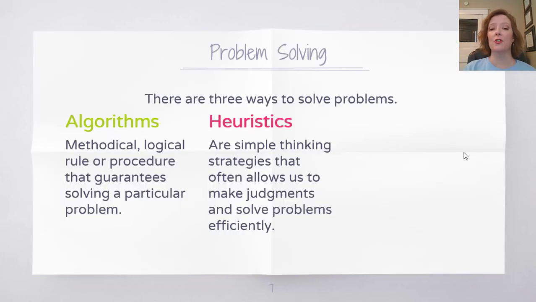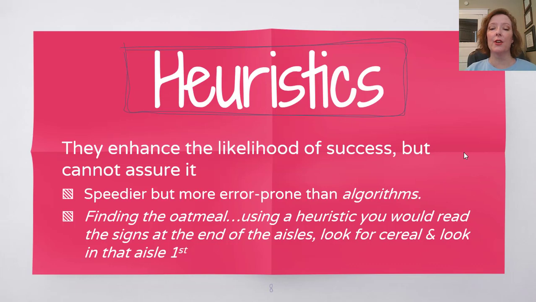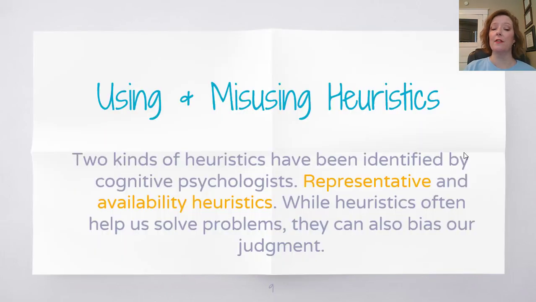Heuristics are simple thinking strategies that often allow us to make judgments and solve problems more efficiently. They enhance the likelihood of success, but unlike algorithms, they can't assure it. It is speedier, but it has more errors than algorithms. So in your oatmeal example, in finding the oatmeal using a heuristic, you would read the signs at the end of the aisles and look for cereal, and then you're going to look in that aisle first. Two kinds of heuristics have been identified by cognitive psychologists. You have representative and availability heuristics.